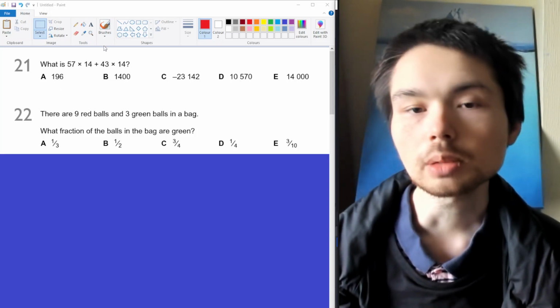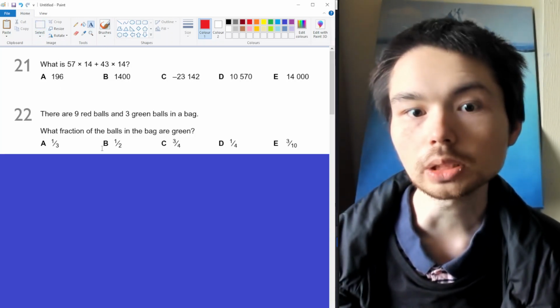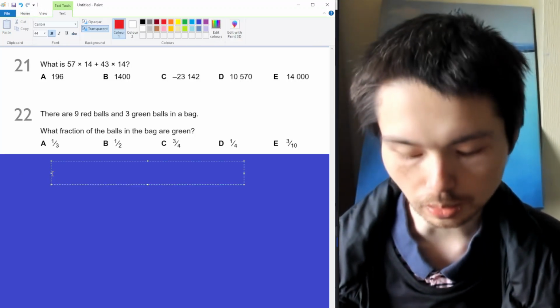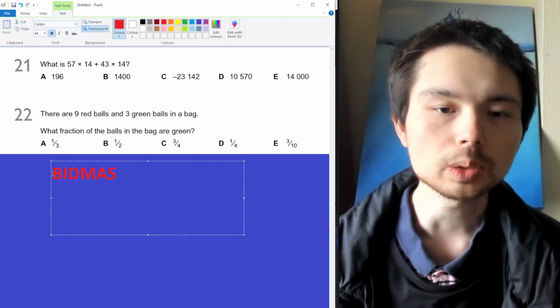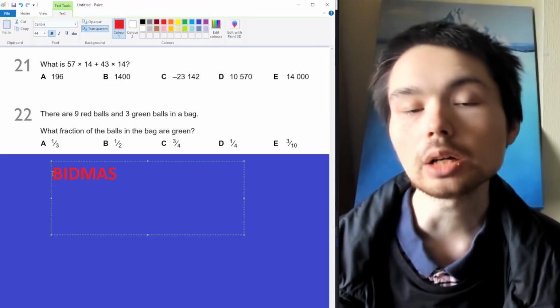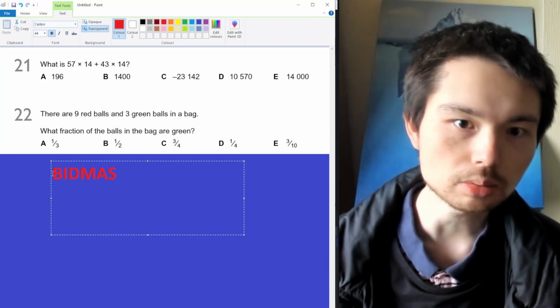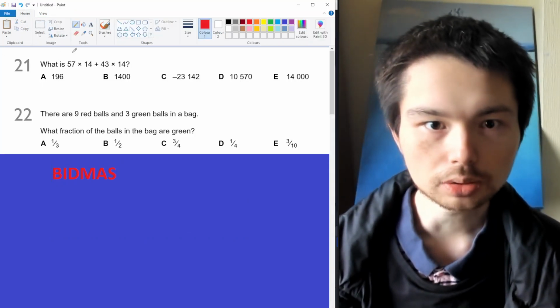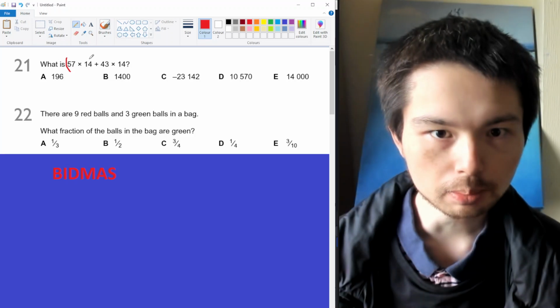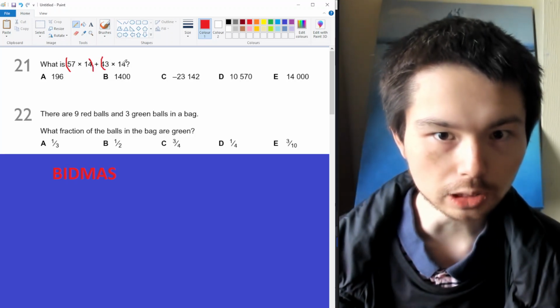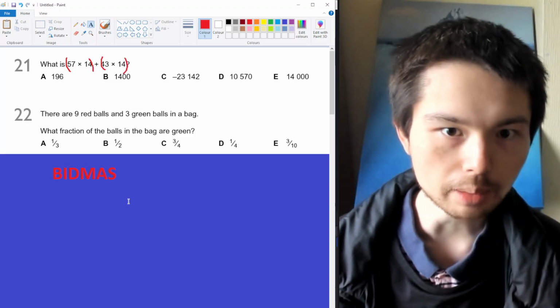57 times 14 plus 43 times 14. A good way to do that is to use BIDMAS. When we look at this, which one is more important, multiply or add? It is multiply. You should do that first. A good way to think of this is you focus. I'm putting a bracket around the multiply, just telling the student you need to do that bit first.